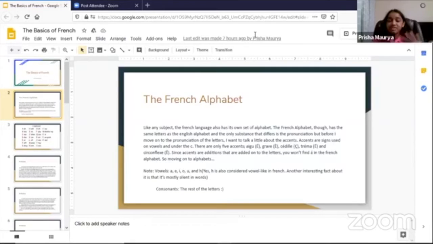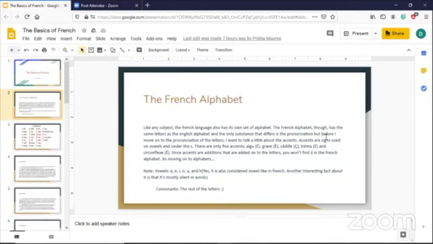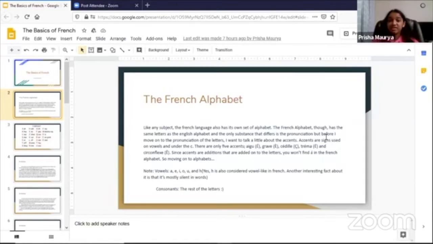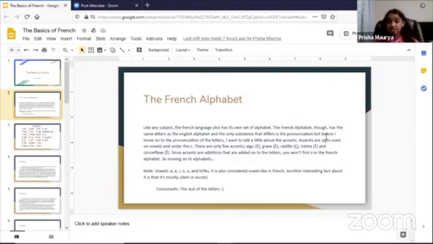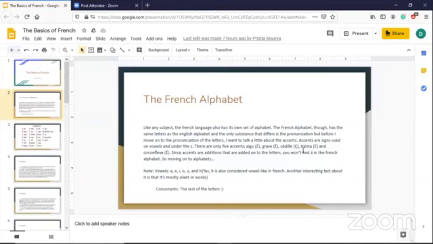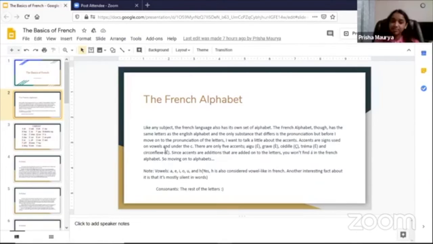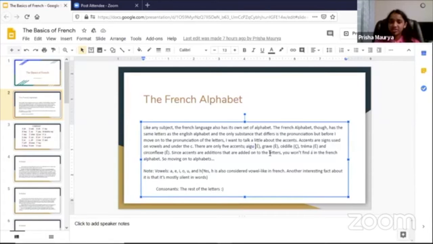Oh, I'm so sorry. So accents are the signs that you put on vowels, or under the C. They slightly change the pronunciation from what it usually is. There are 5 accents in the French alphabet. You might want to write this down. You can title the page accents and then write down these accents: aigu, grave, cedilla, trema, and circonflexe. Accents aren't the whole letter, they're just the signs on the top.